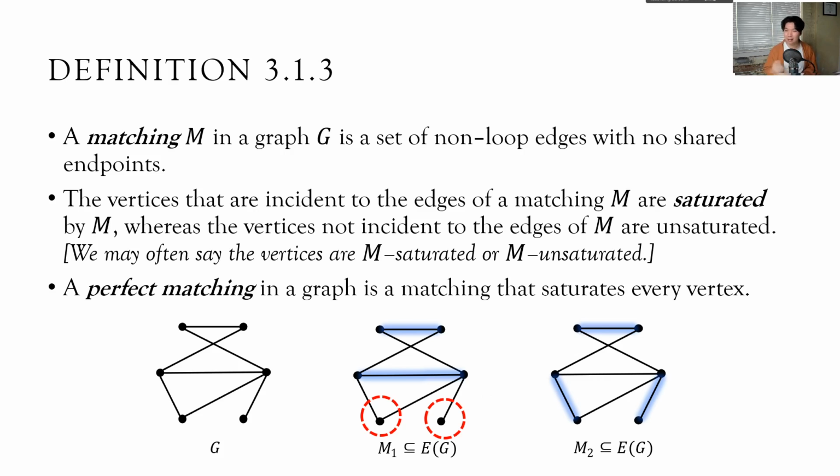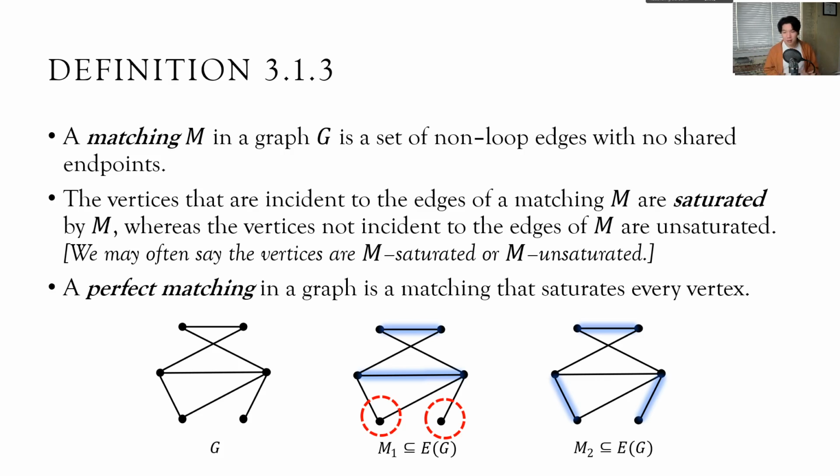Every vertex is covered. Another way that someone might state the definition of a perfect matching is a matching that covers all the vertices of G. Or you might even just say a perfect matching is an edge cover of my graph G. That is still a matching, of course. So we have the definition of a matching.